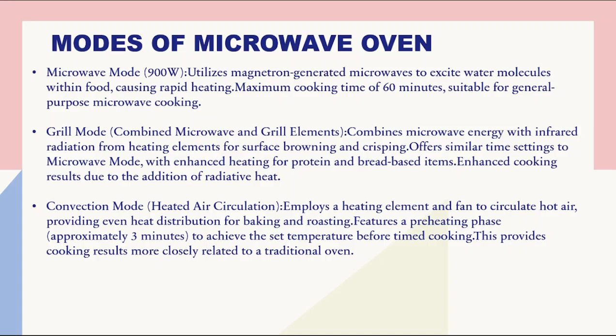Second is the grill mode, which is similar to microwave mode with less power, and it is used to heat protein and bread-based items. And the convection mode has a preheating option before the actual microwave cooking. It has the starting preheating mode, which is for 3 minutes, and then the actual microwave mode, whose timer will be decided by us.